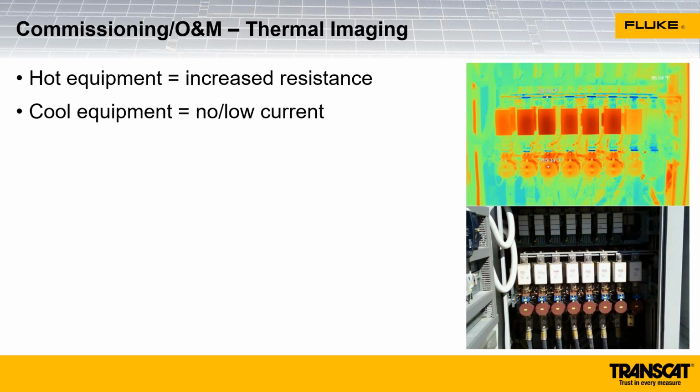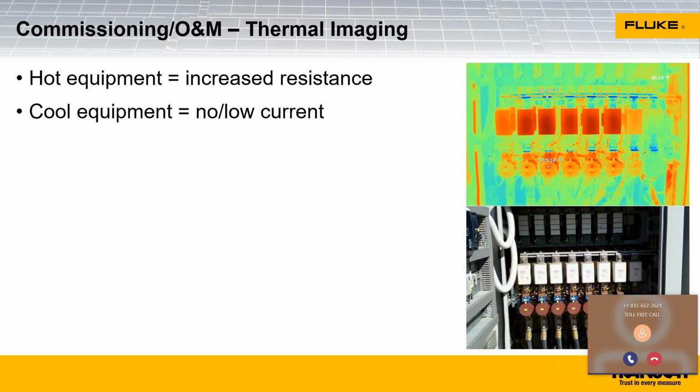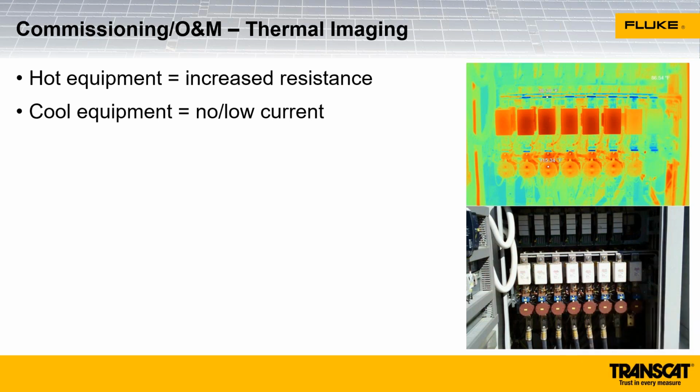When we see hot equipment in thermal imaging, especially when compared to other pieces of equipment, that typically indicates increased resistance. In our modules, it would indicate that a module is not operating. Modules that are operating run cooler than modules that aren't, because for the modules that don't have the power going somewhere, the electrons don't have anywhere to go, so they release some of their energy as heat. Cool equipment usually means that there's either low current or no current flowing through it.